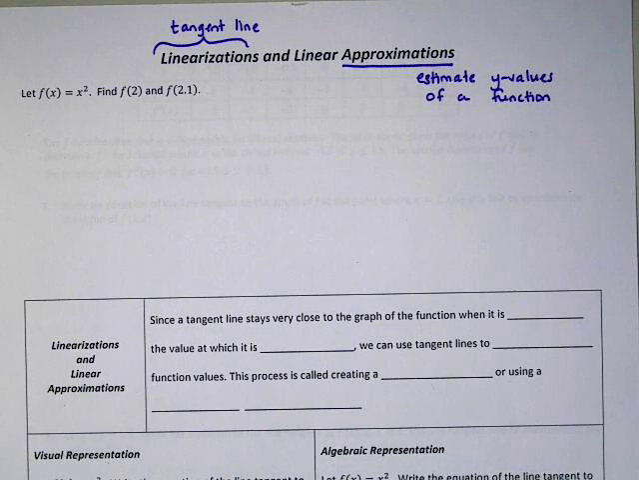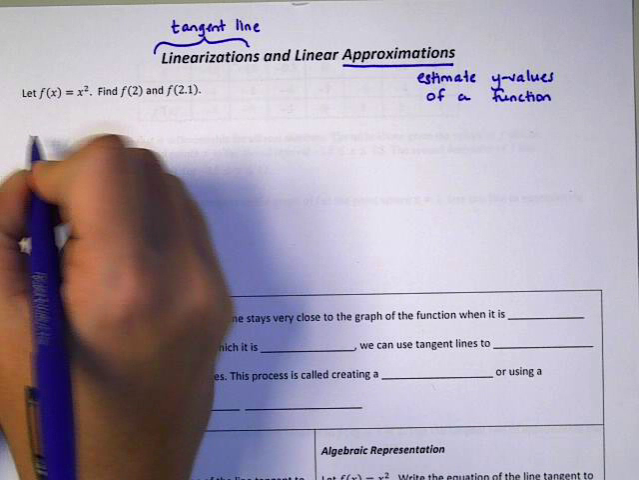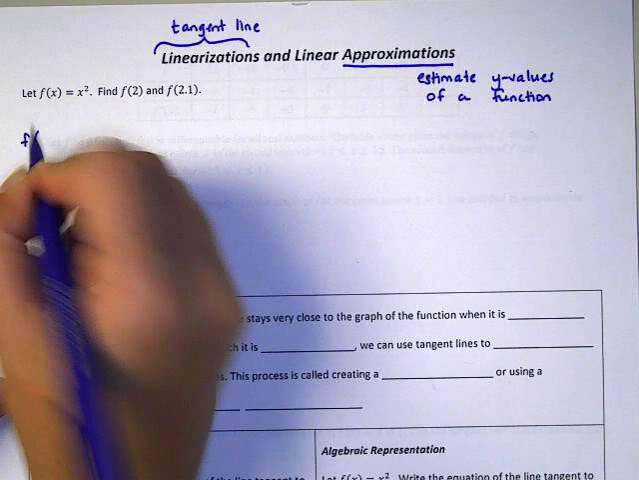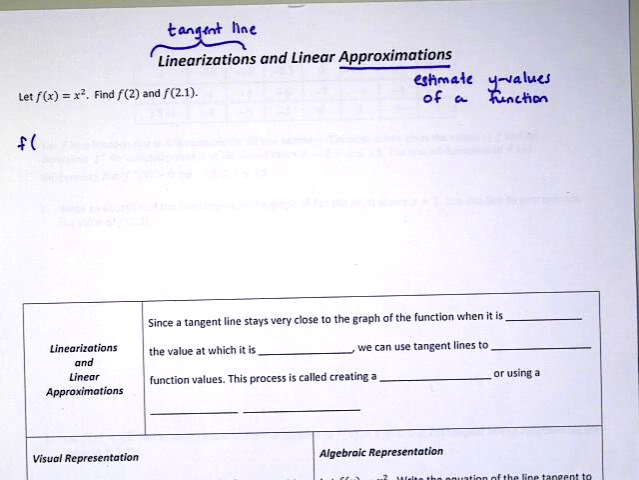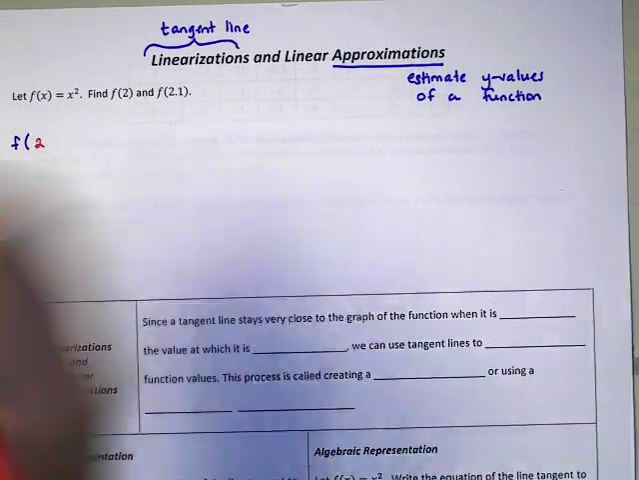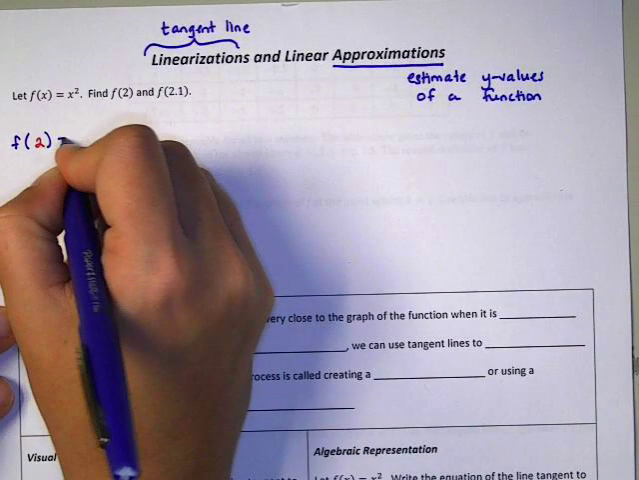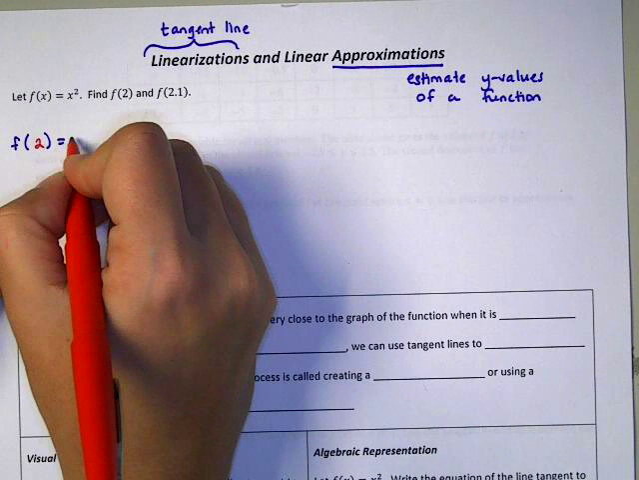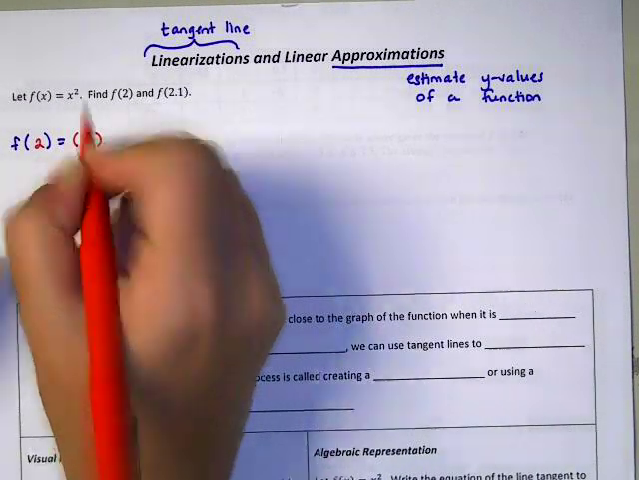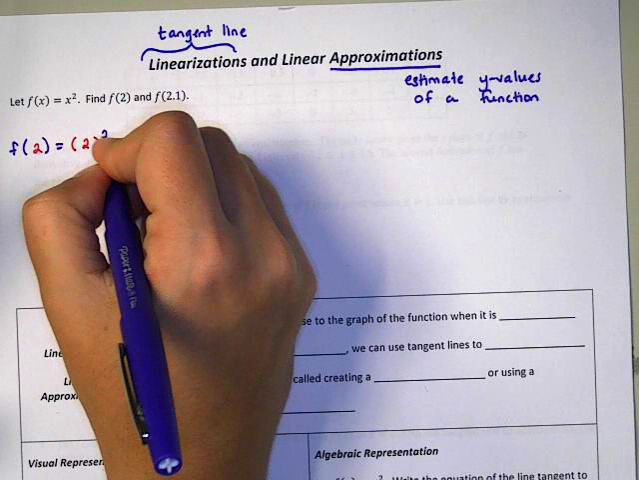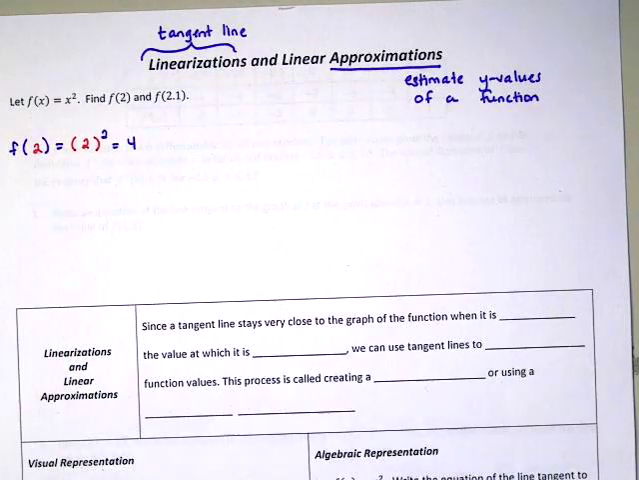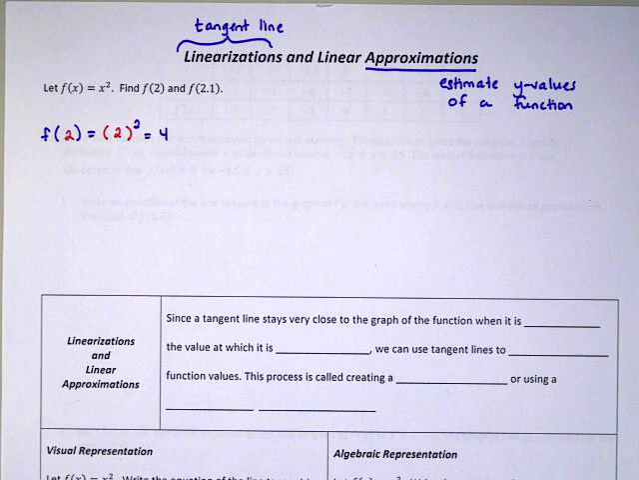So here's an example of why we might need to do this. If I've got f of x equals x squared, and I want to find the value of f of 2 and f of 2.1, what that means is I need to take my original equation and plug in the number 2, which means I would have 2 squared, which is 4. So finding f of 2 is relatively straightforward.